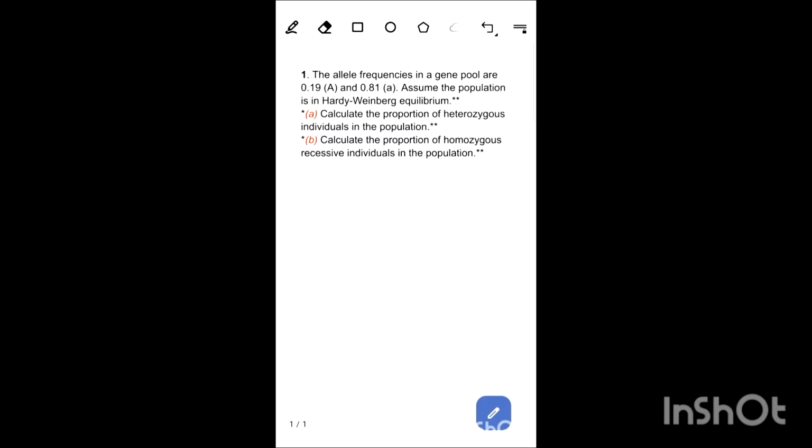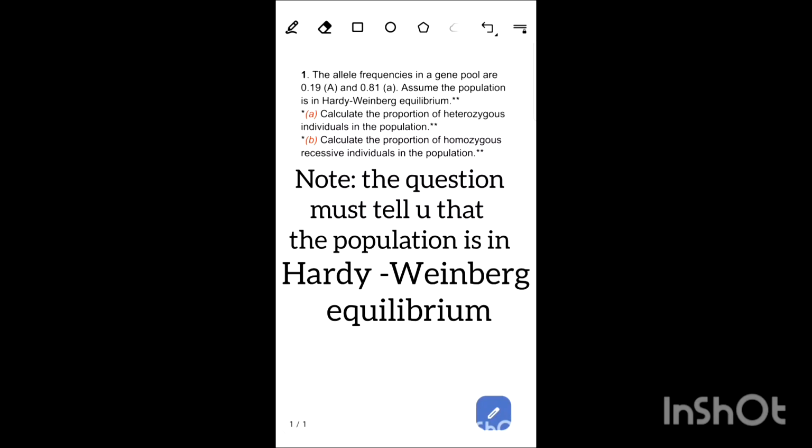The question says that the allele frequencies in a gene pool are 0.19 for the dominant A, and for the recessive a it's 0.81. Assume the population is in Hardy-Weinberg equilibrium. What will be the proportion of heterozygous individuals in the population?